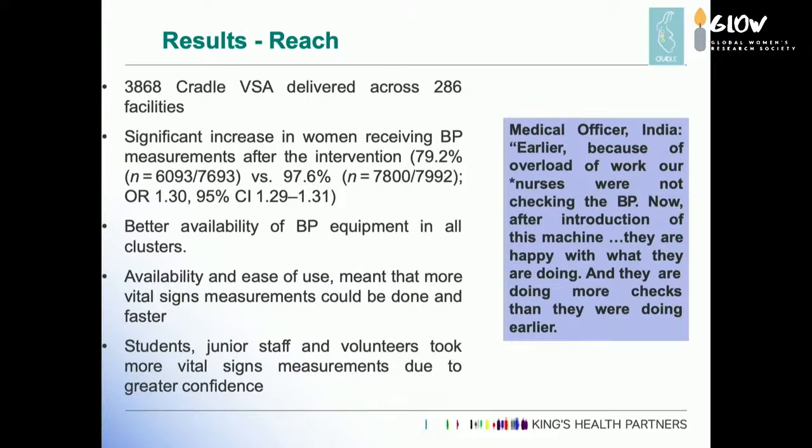In terms of reach, we managed to have a significant increase in women who received blood pressure measurements after the intervention, better availability of the equipment on the site, and junior staff and students were more confident in taking the measurement.